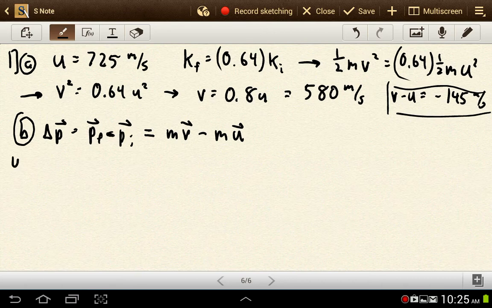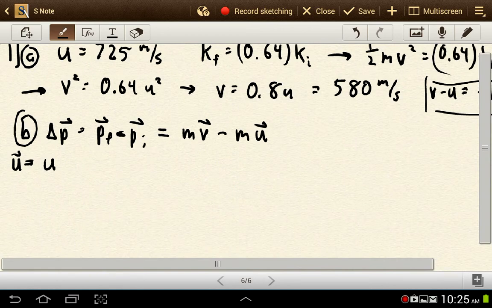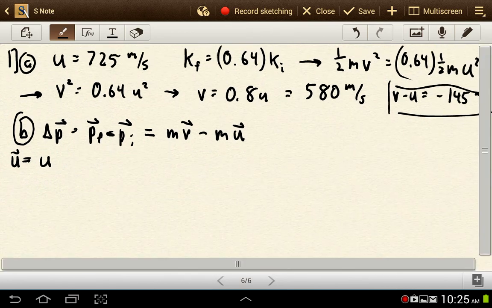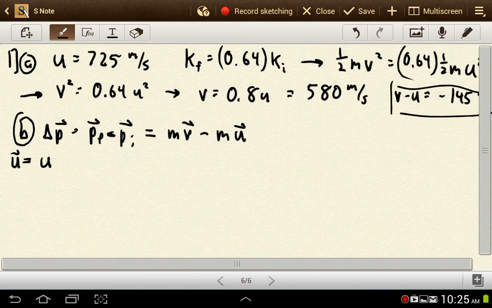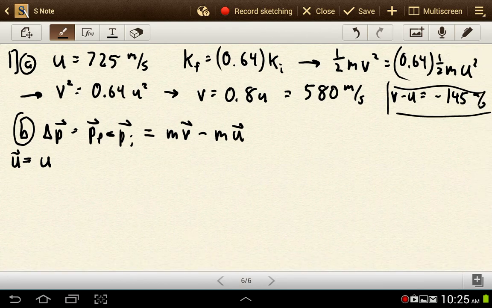So u is pretty easy, it's just going horizontally, so our u vector is going to be little u, which is our speed, times i-hat. Okay, u in the i-hat direction.